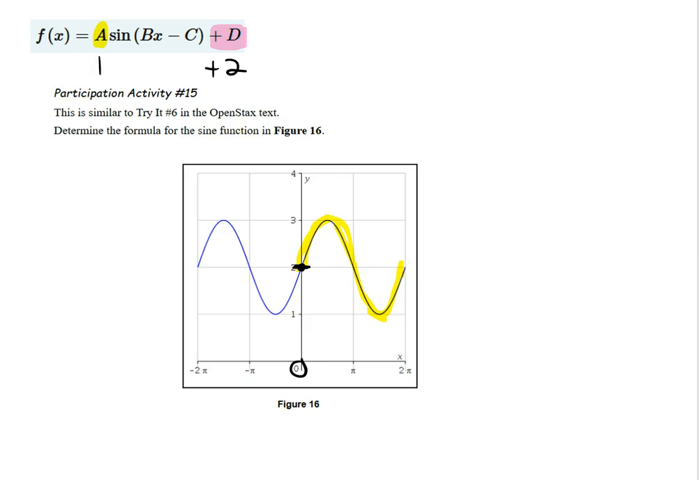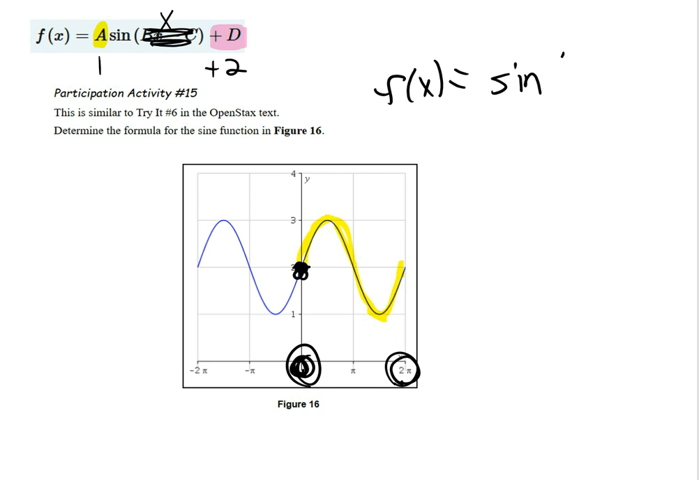And then because it's starting technically on the x-axis at 0 right here, it goes a full 2 pi. That whole yellow curve that I've highlighted goes from 0 to 2 pi. That's the regular standard period. So it's not doing anything in here. It's just going to be the x. So my answer should be f of x equals invisible 1 sine of x plus 2.